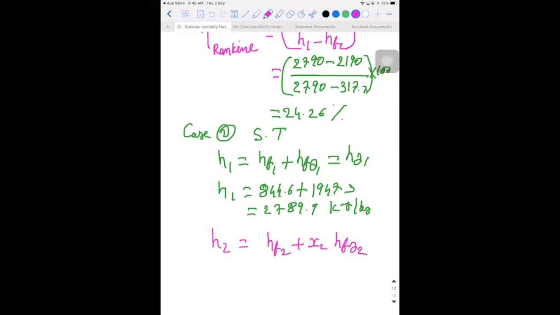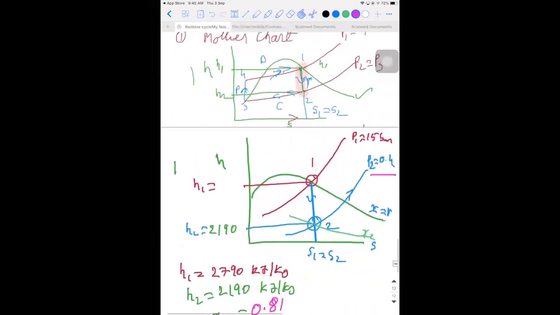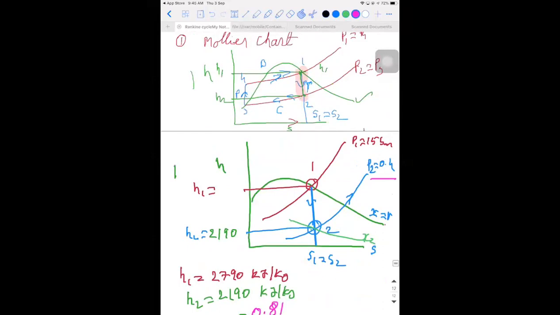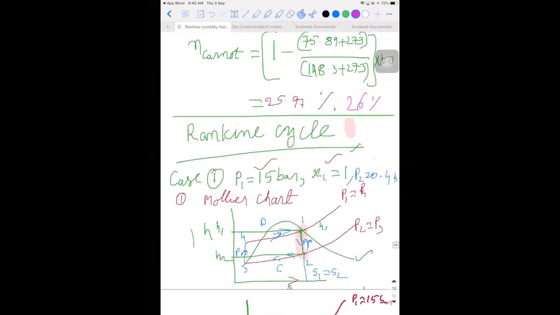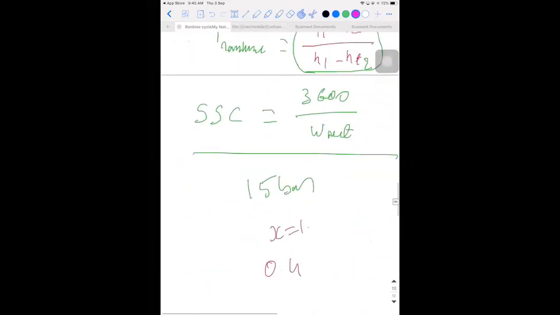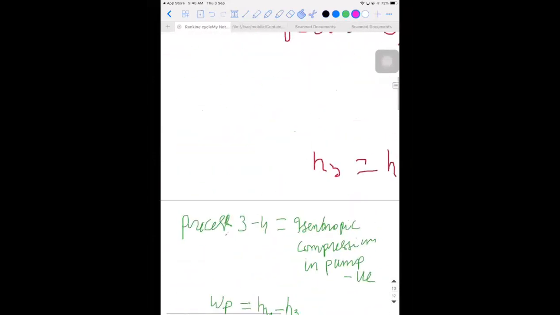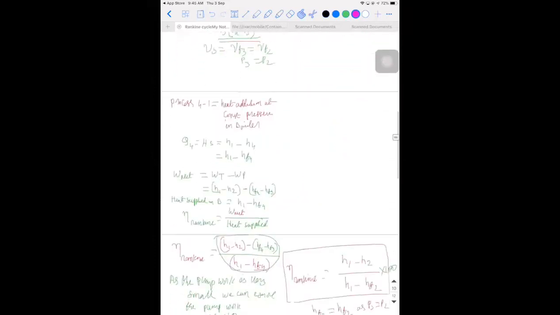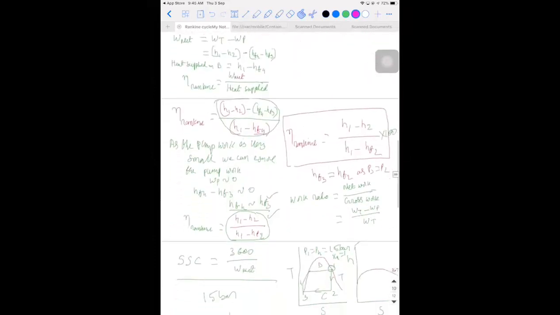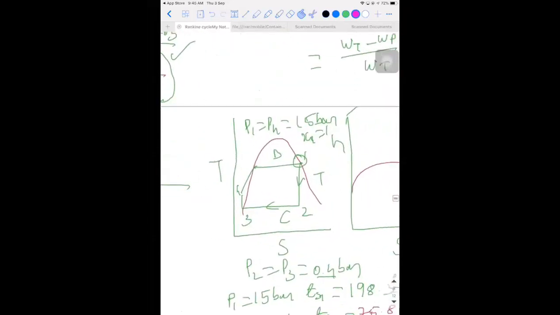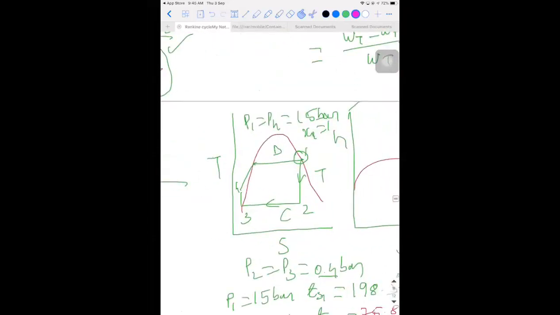Where is state 2? Here you can see this. This is the Mollier HS diagram, or the TS diagram you have drawn at the beginning of the problem. You have drawn the TS diagram. This is state 2. State 2 is in the wet steam region.